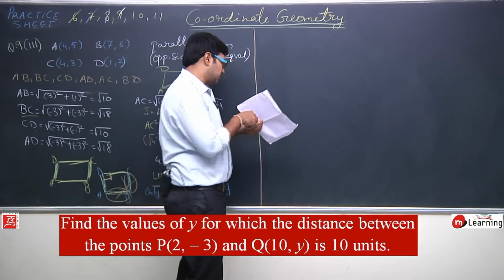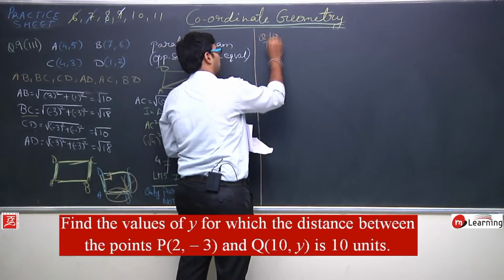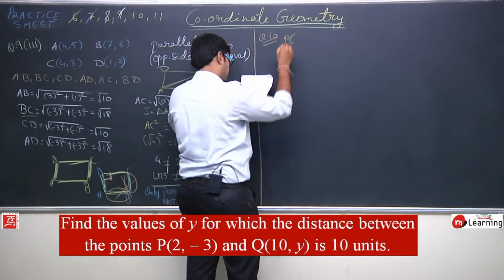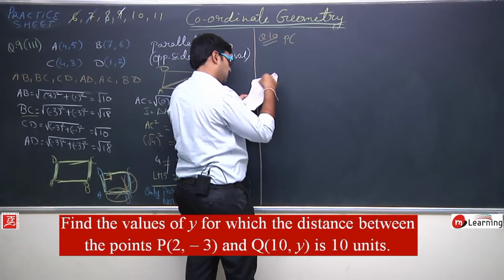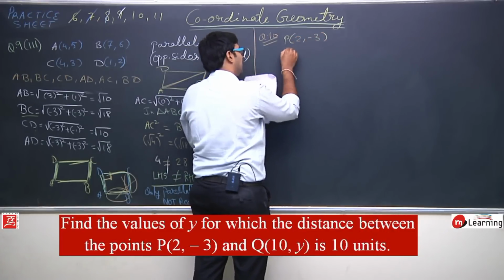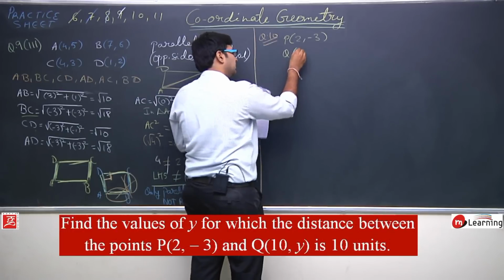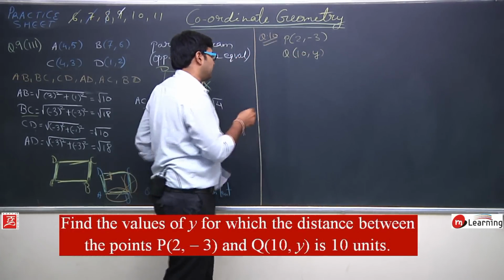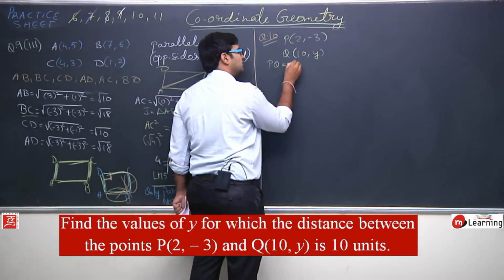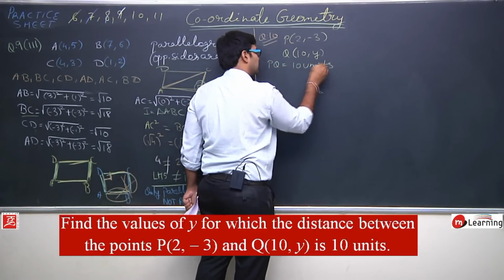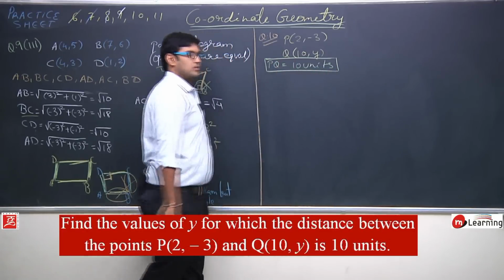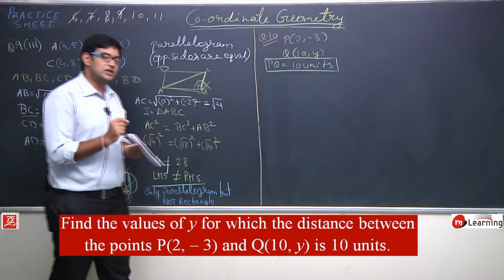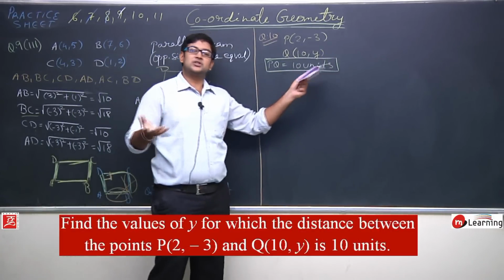Okay, so question number 10 says that there are 2 points. The first one is P, that is (2, -3), and the second point is Q, which is (10, y), and it is given that the distance between these 2 points PQ is equal to 10 units. So we are given these conditions. PQ is equal to 10 units, and we need to determine the value of y. So this question is very simple.